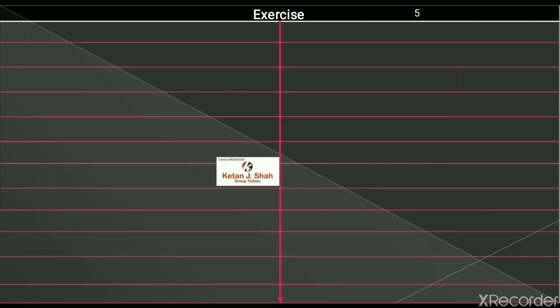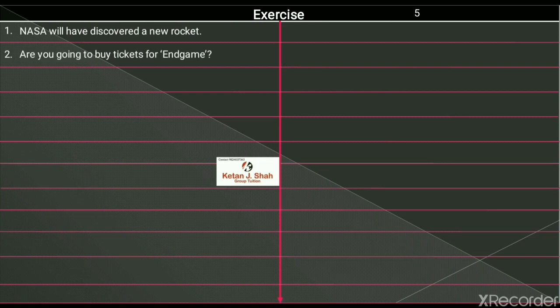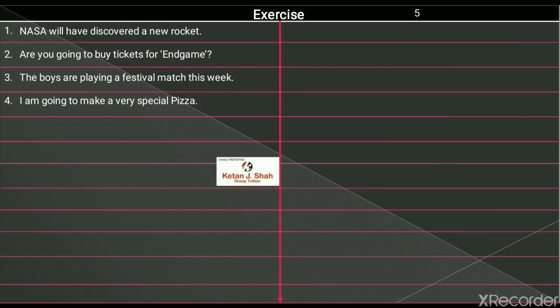Now, let's get into the questions. First, NASA will have discovered a new rocket. Second, are you going to buy tickets for Endgame? Third, the boys are playing a festival match this week. Fourth, I am going to make a very special pizza.